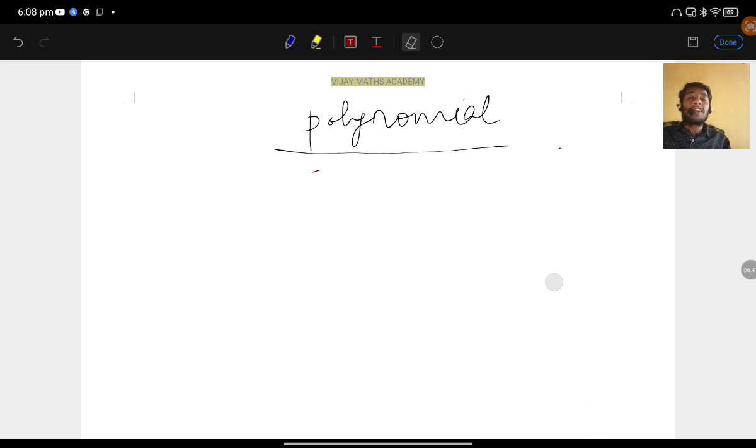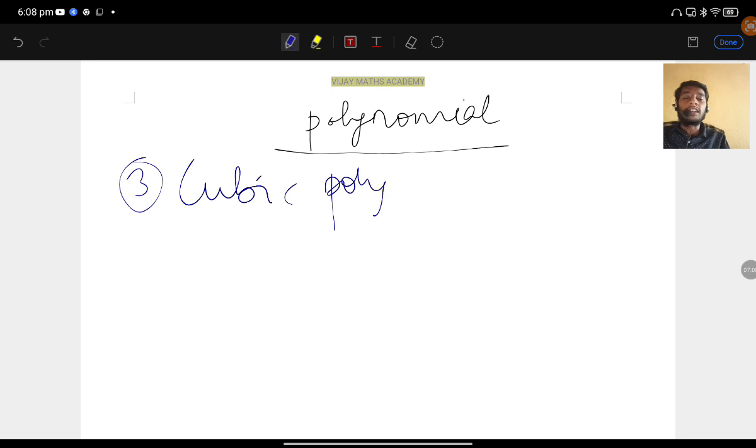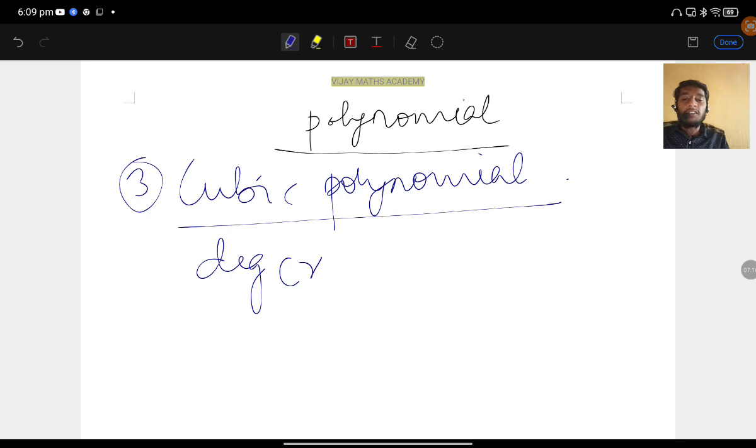So you people should enjoy the learning also, because these topics are very easy and most important from the point of examination. Next, third one will be cubic polynomial. See how the guys are very enjoying the learning. They might be thinking that cubic means the power of x will be 3. Here the degree of x will be 3.